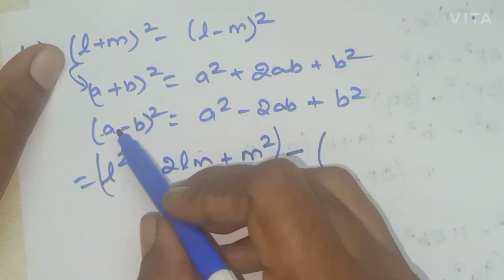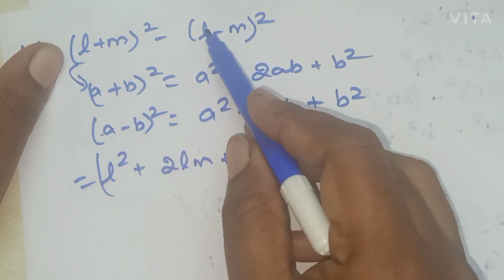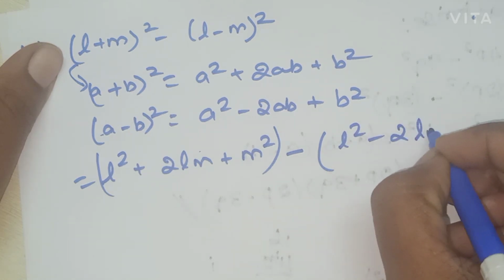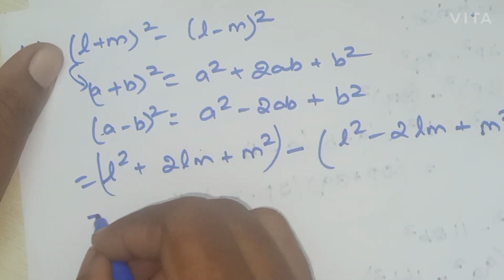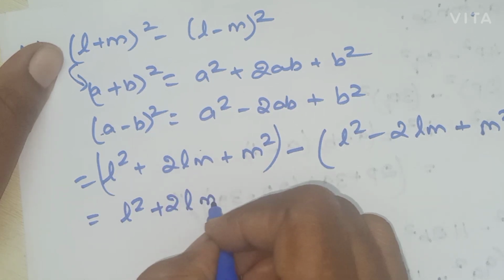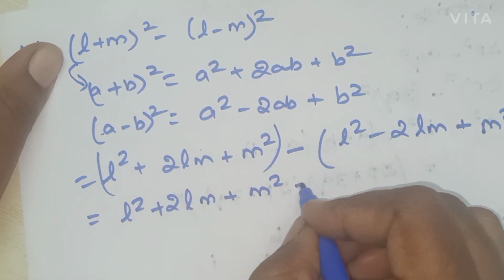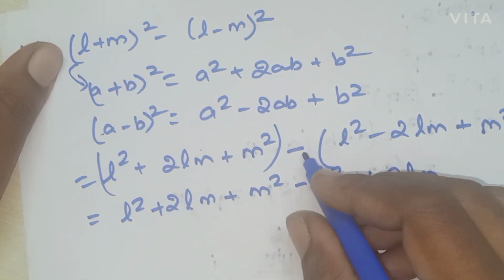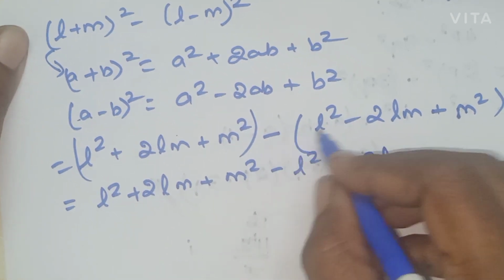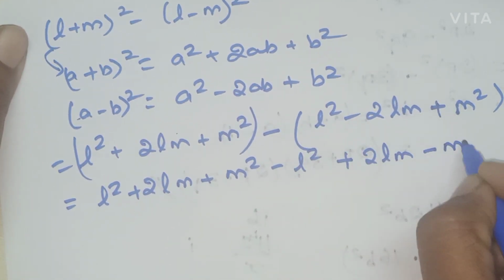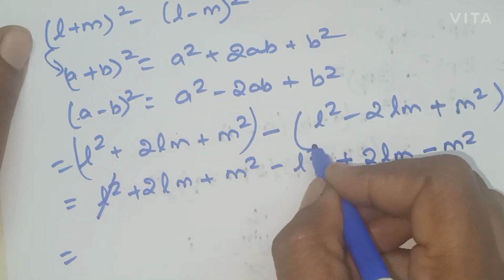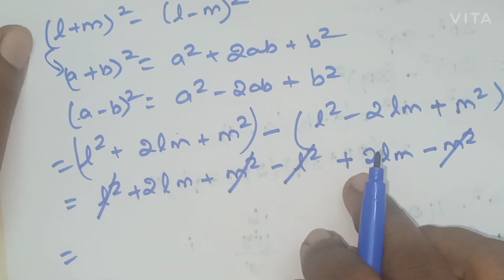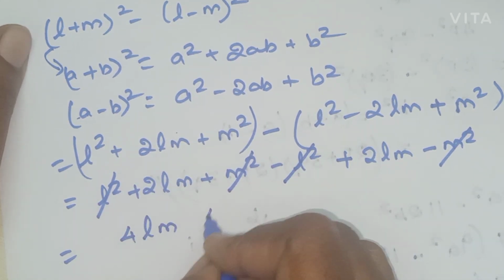Minus L minus m the whole square, it is of the form a minus b whole square. So in the place of a we have L, in the place of b we have m. So L square minus 2lm plus m square. So this is equal to L square plus 2lm plus m square, now minus, when I multiply inside the bracket we get minus L square plus 2lm. Minus into minus is plus 2lm, minus into plus is minus m square. So what happened? L square minus L square and m square minus m square get cancelled. We have 2lm plus 2lm. So this is equal to 4lm to be the answer.